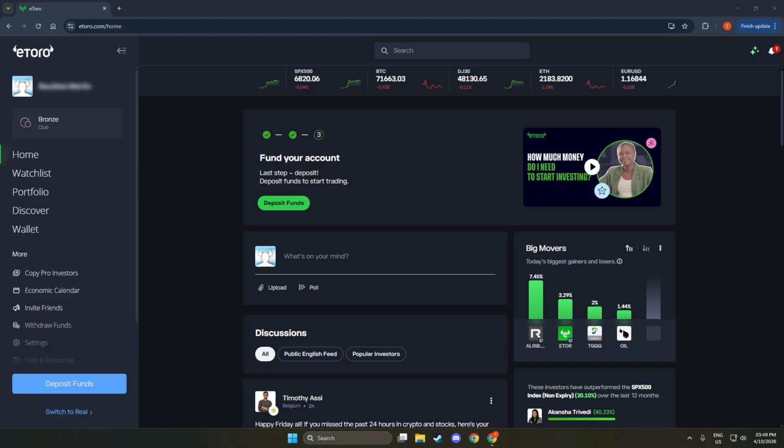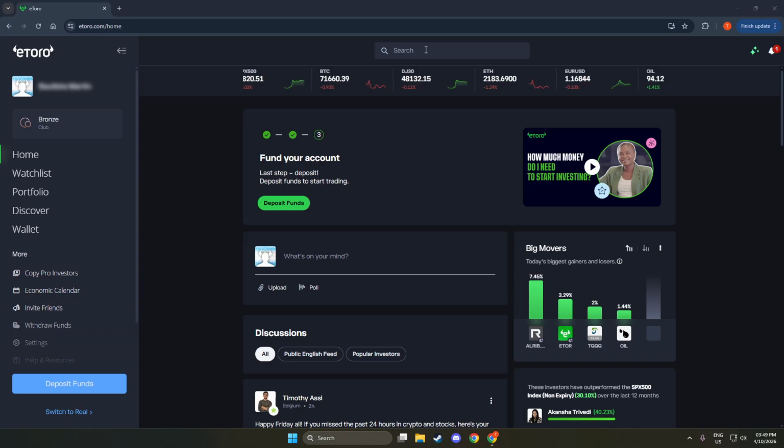Start by opening eToro on your device. Once you're in, use the search bar to find the stock you want to short. You can type the company name or its ticker symbol. When you see it in the results, select it to open the stock's page. Take a moment to confirm you're on the correct asset and that you understand its recent movement and volatility, since those will affect your risk.